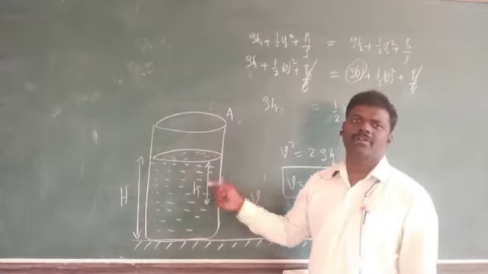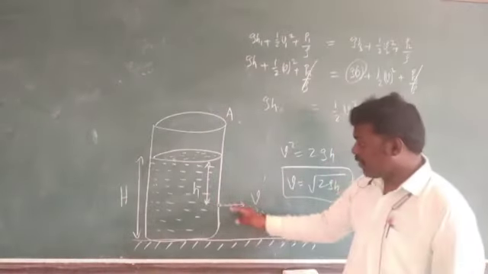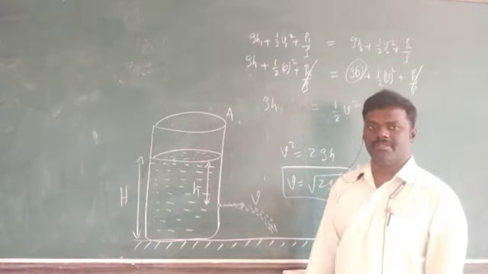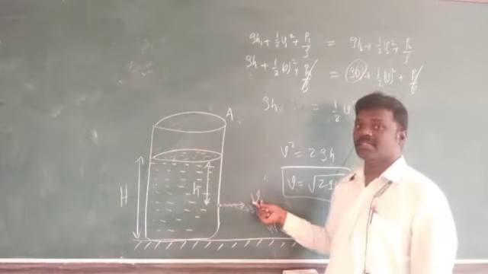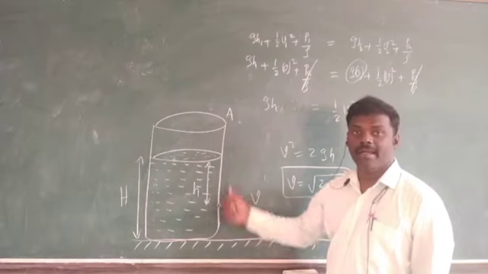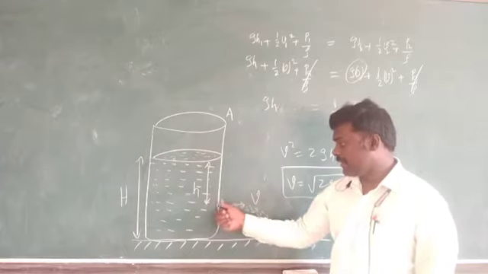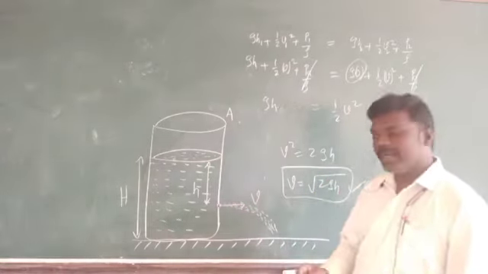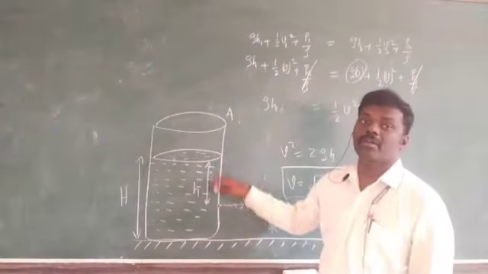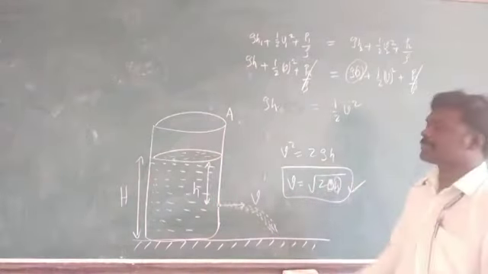That means it is independent of the quantity of the fluid, the nature of the fluid, and the area of the orifice, whatever the area, which may be smaller or larger. Speed of efflux is independent of these. It depends only on the height of the fluid from the surface to the orifice, how much height is there, and on acceleration due to gravity. This is the speed of efflux.